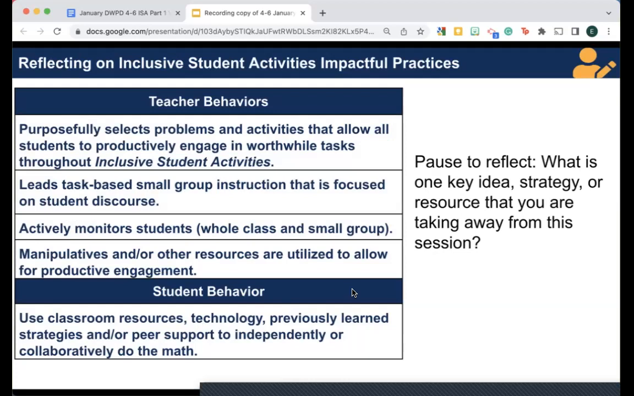I would ask you to pause and reflect. What is one key idea, strategy, or resource that you are taking away from this session on ISA? It can be anything, but hopefully there's something key that you are taking away.